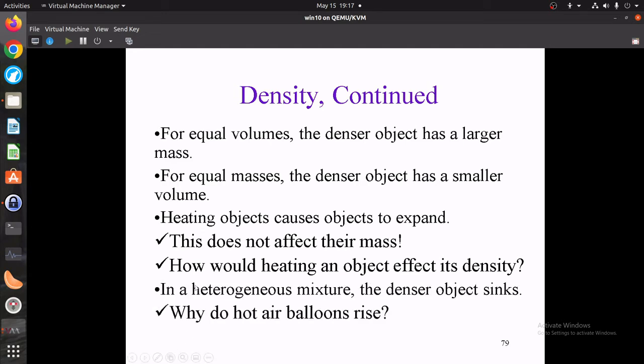In a heterogeneous mixture, this is a mixture where everything is not the same or consistent throughout, the denser objects sink. Okay, so this is why the hot air balloons rise. It's making it less dense, so it's able to rise. It's the reason why a rock will sink in water. It's denser than the water around it.